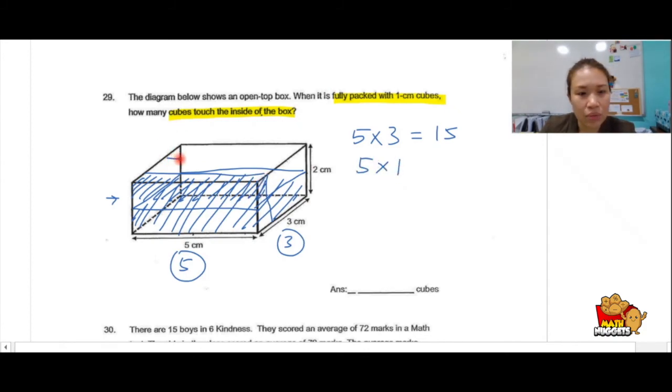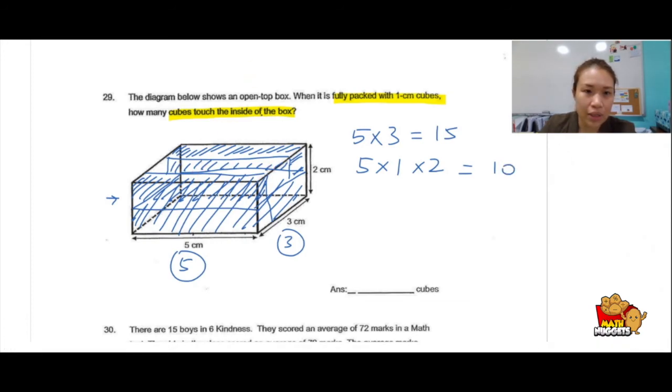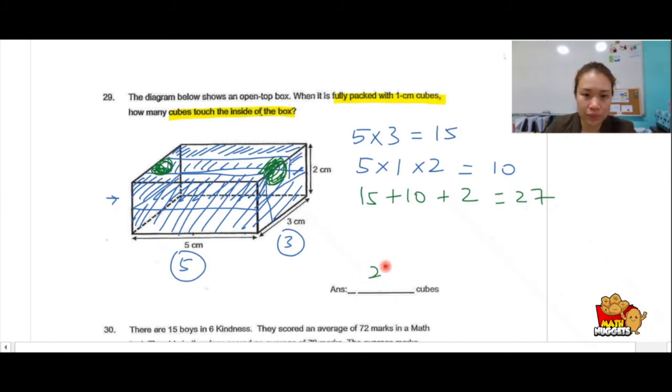And we have it at the back as well. You can put that row at the back piece, touching the back piece. So that gives you 2 of those. So that's 10. Then next you're left with this part here. You can put one more here, and you can put one more here. So total you have 2 more there. So in all it's 15 plus 10 plus 2, which is 27 cubes.